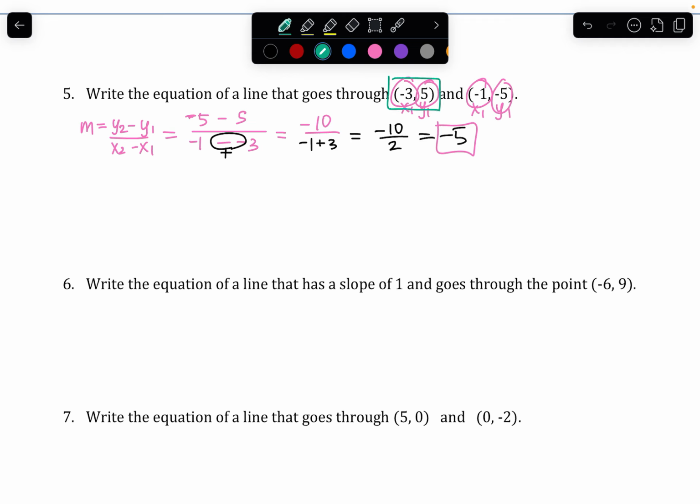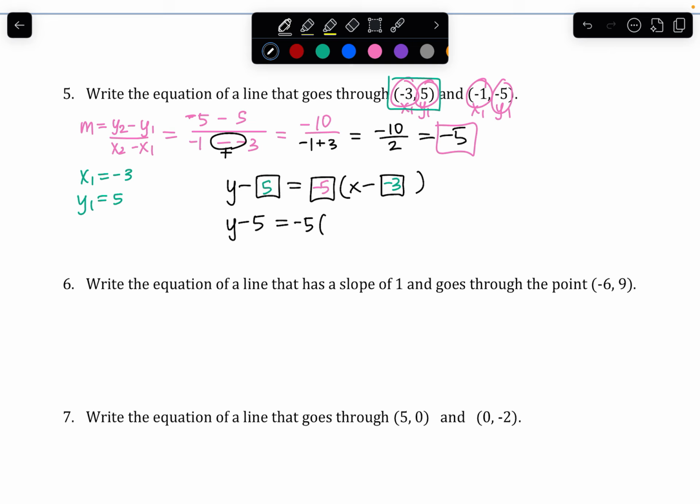Okay, and so our slope is -5. Use either point. I'm going to use x1 and y1. So y minus the y equals m times x minus the x. M is -5. X is -3. Y is 5. And so y minus 5 equals -5, and then we would have x plus 3. And I'm going to leave it just like that, point slope form.